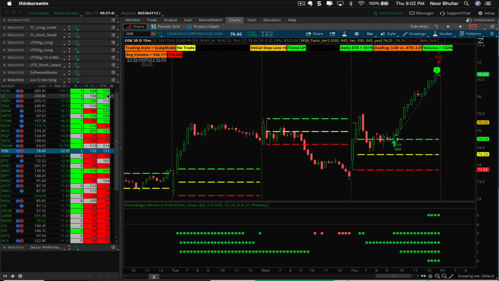And finally, this is the ATR. The ATR is the average true range, which is the high and low, and it takes the average of the last 14 days and computes an average true range. So if a stock has an ATR of 2, that means on average it will move 2 points between the high and the low.